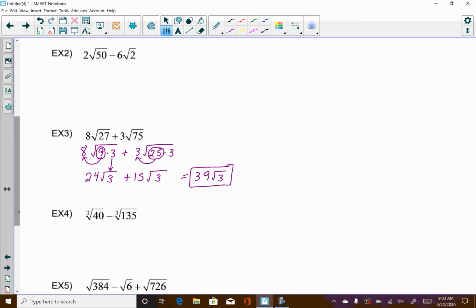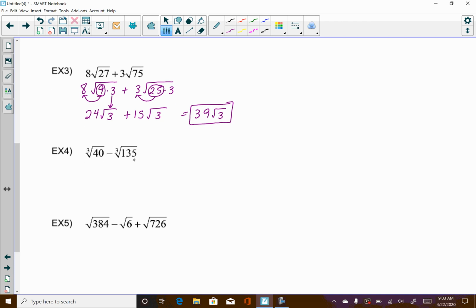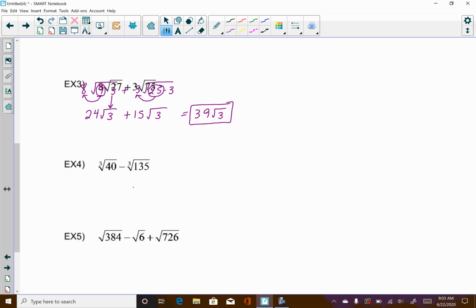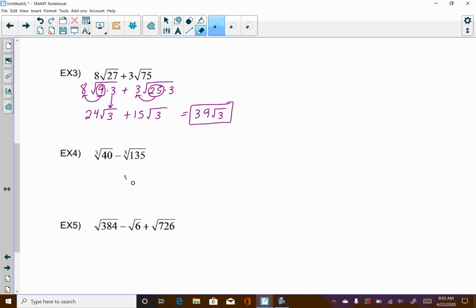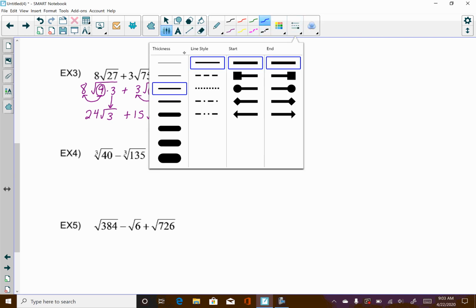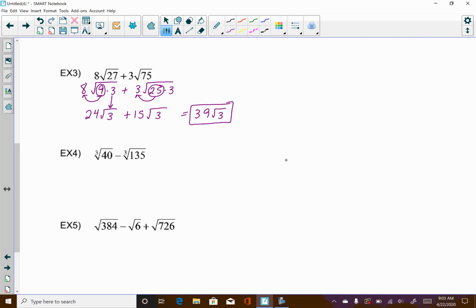And then we'll look at example 4. It's cube root this time. So cube root, we need to think about our cube root list. So remember, our cube root list is 2 cubed is 8, 3 cubed 27, 4 cubed 64, 5 cubed 125. That's as far as I need to go.